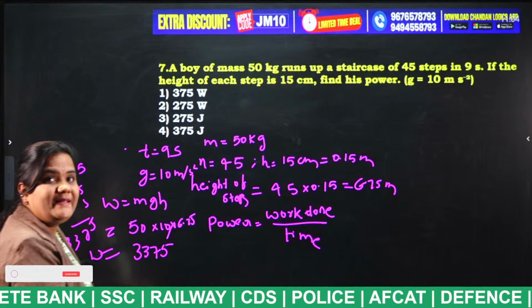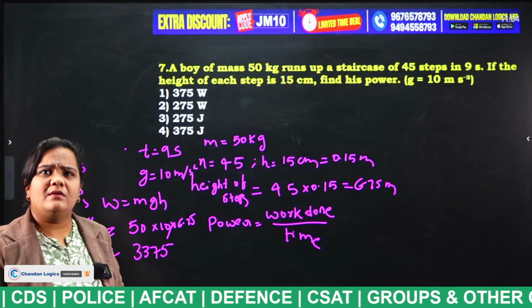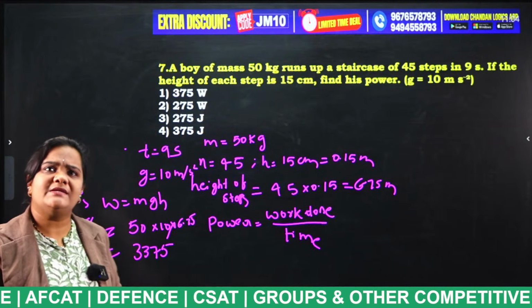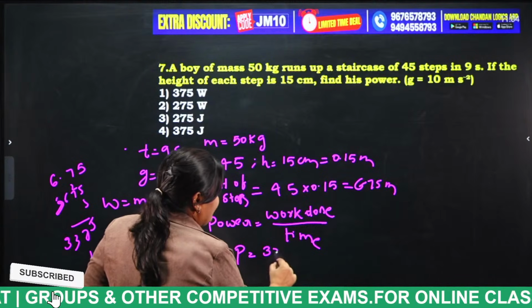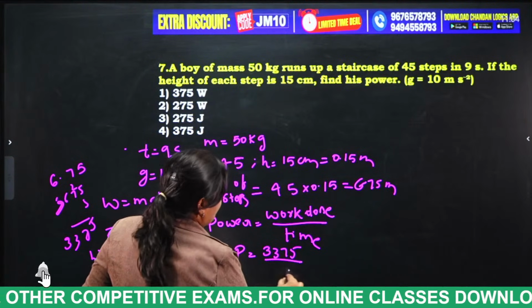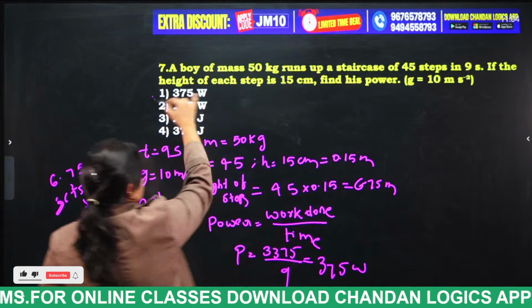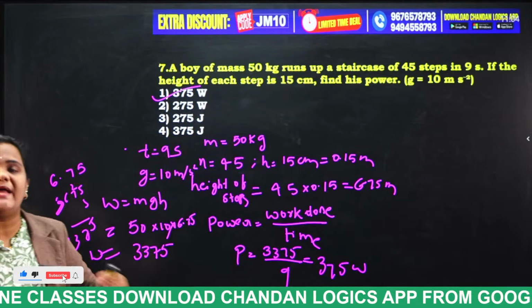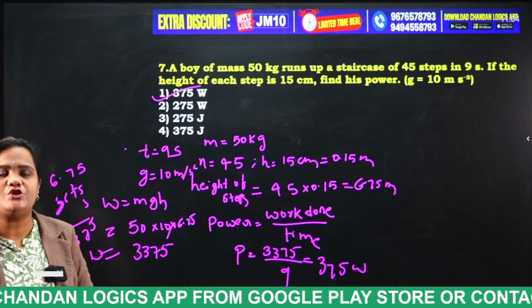Now what might be the answer? And finally power is equal to what, students? 3375 by time, which is 9. So what might be the answer? 375 watts. Did you understand? Shall I explain it again? Did you understand the problem or shall I explain it again, students?